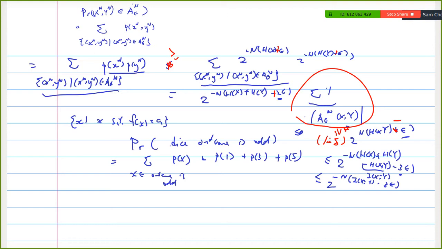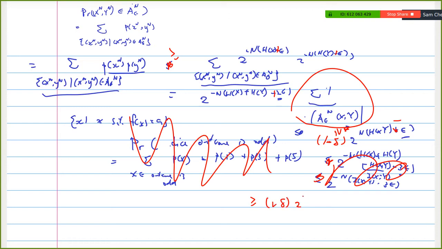So if I combine everything, it will eventually be bigger than (1 minus delta) times 2 to the minus n(Ixy plus 3 epsilon). Basically you have 2 epsilon here and 1 minus epsilon here, and again, you put down 3 epsilon here. But honestly, these are not important. The important part is the exponent here.